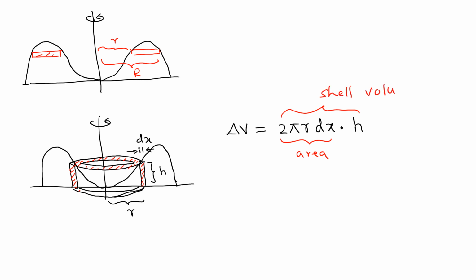So what you're going to do now is simply add all of those shells to get the volume of the whole region. So it's a 2 pi, you can take it out, it's a constant, and then you're going to get the limit of x, and then you have r and h and the dx. So that's the formula for the shell method.